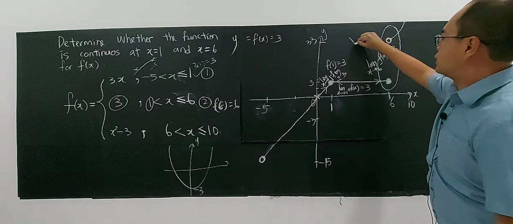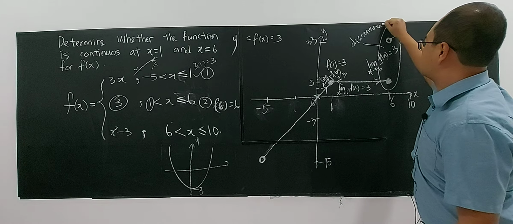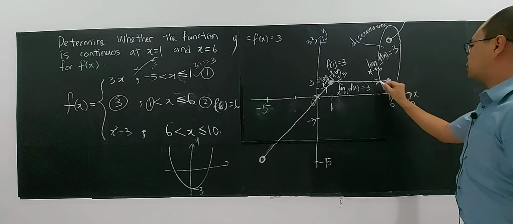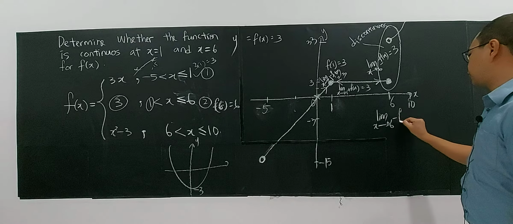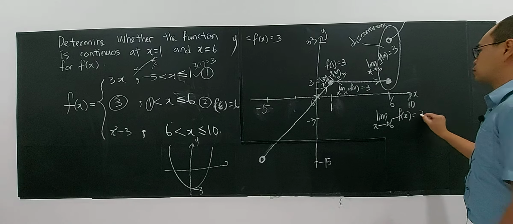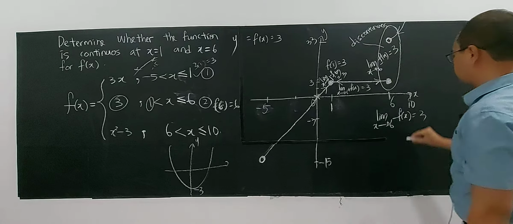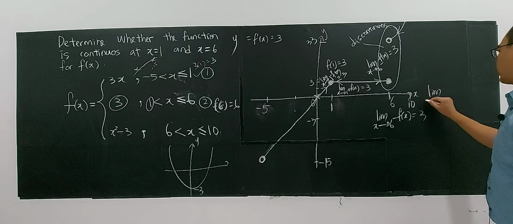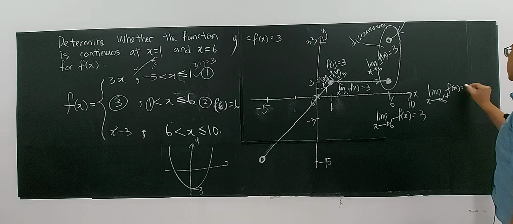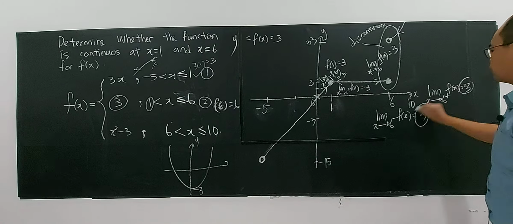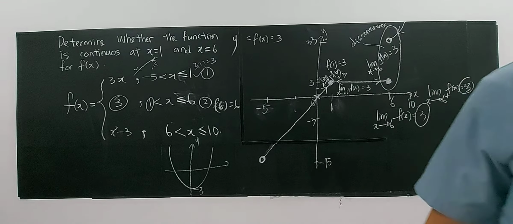This is called discontinuous, not continuous. Why? The limit from the left at 6 is 3, but from the right it is 33. The limit as x approaches 6 from the right is 33. You see the values are different, and different values mean it is discontinuous.